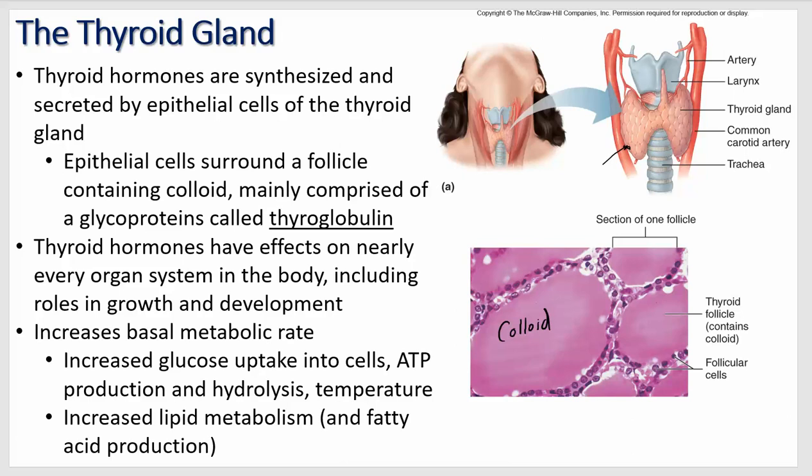So that increases glucose uptake into cells, ATP production, hydrolysis of ATP, increases your body temperature, and makes things move faster in your body. Just more activity. It increases lipid metabolism, fatty acid production. When we say fatty acid production, we're talking about triglycerides and releasing those fatty acids so then they can be cleaved and turned into glucose and used for energy. Okay. All right.